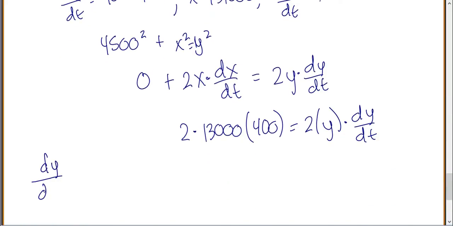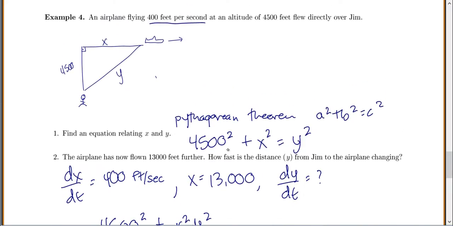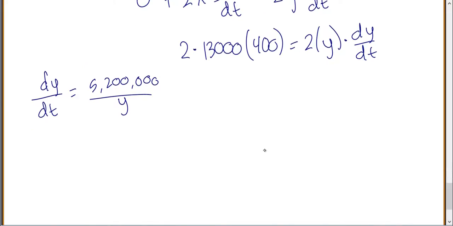And I'm going to solve for dy/dt since it's not actually by itself yet. So it's going to be 2 times 13,000 times 400, 5,200,000 over y. Okay, so if I just rearrange that equation, this is what I get. I don't actually know what y is though, but I could probably figure it out. Because up here I have 4,500 squared plus x squared equals y squared, and I know what x is. So let's come back down here and do an intermediate step of solve for y.